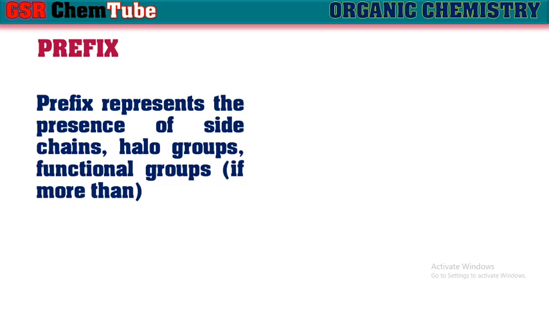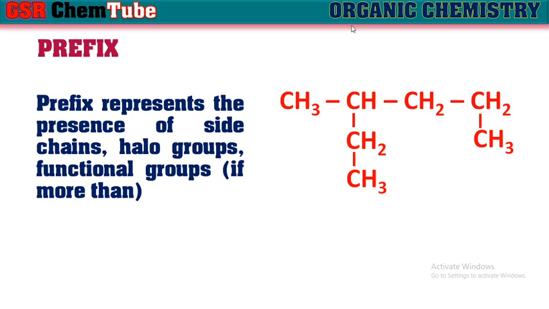Prefix represents the presence of side chains, halo groups, or functional groups if there are more than one. If there is a functional group, that will be considered as the secondary suffix. If there are more than one functional groups, then the prior one among them is considered as the secondary suffix. The remaining will be considered as prefixes for that compound. In the given compound, only one alkyl group is there as a side chain. So this will be written as the prefix for this hydrocarbon. As we know, it is a methyl group. Hence, the prefix for this compound will be methyl.